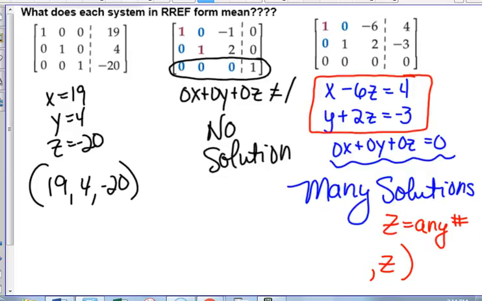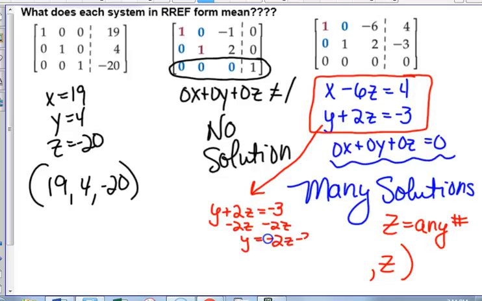Okay, we're going to put down here at the bottom z for z. But instead of y, for y, I want you to solve this in terms of z. So y plus 2z equals negative 3. If I subtract 2z over to the other side, it will say y equals negative 2z minus 3, or negative 3 minus 2z. I don't care which.